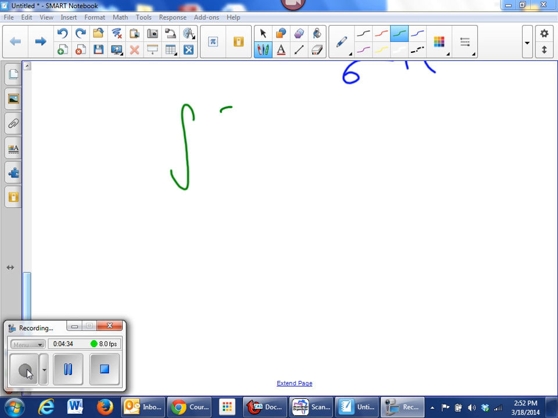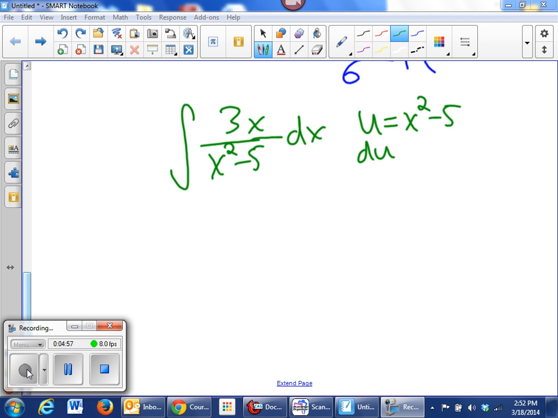The integral of 3x over x squared minus 5 dx. First, determine your u, x squared minus 5. Determine your du, which is 2x. Place that in your problem, multiplying the problem by 2 over 3, and multiplying the outside by 3 over 2.